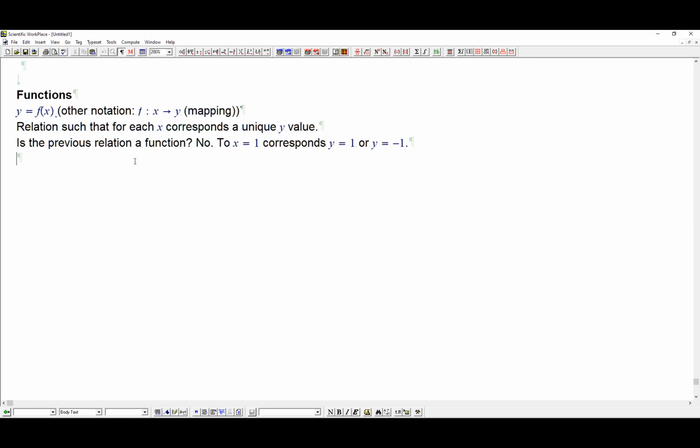So how do I correct for it? Well, what I could do is just drop one part of it and just use y equals square root of x simply. So this is just the positive part, and in that case that works. Or y equals x squared, that works too. So in that case, for each value of x corresponds a single value of y.